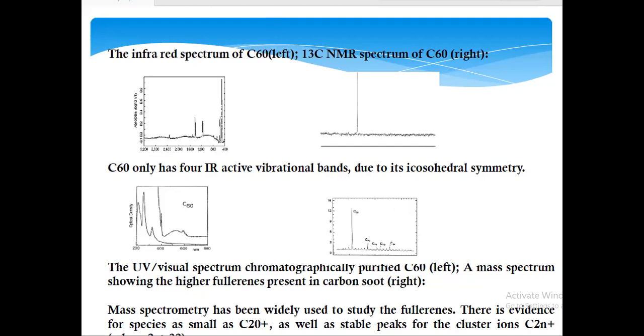Mass spectrometry has been widely used to study fullerenes. Why do we do spectrum analysis? The need is to study the structure, and with the help of spectroscopy we can also find reactions with other chemicals and other atoms. There is evidence of smaller species such as C20 plus, as well as stable peaks for the cluster ions. This is a knowledgeable point which you can keep in mind.